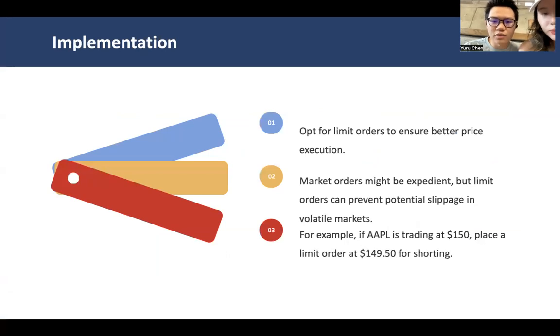We can choose limit orders to ensure better price execution. Although market orders might be expedient, limit orders can prevent potential slippage in volatile markets. So we can trade Apple at 150, and place a limit order at 149.5 for shorting.